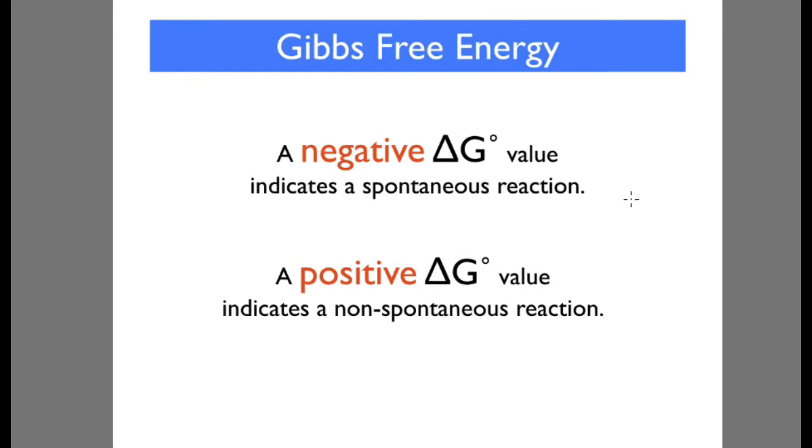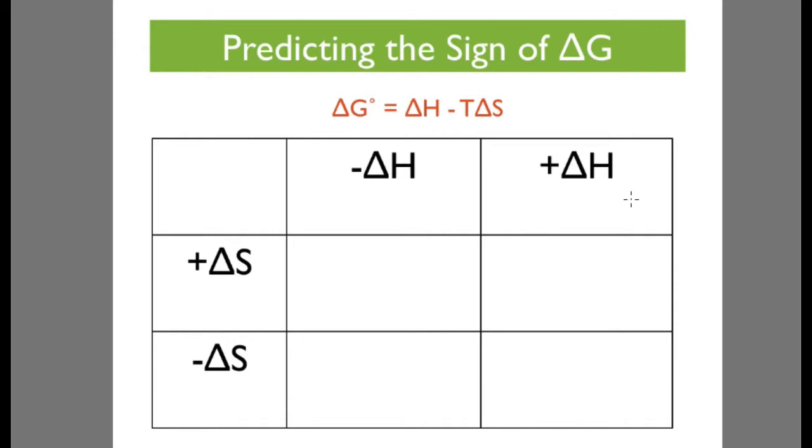A negative change in Gibbs free energy indicates a spontaneous reaction, and a positive change in Gibbs free energy indicates a non-spontaneous reaction. Can you predict the sign of delta G for the following?